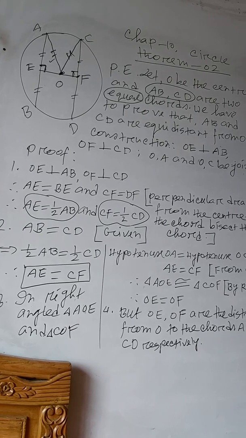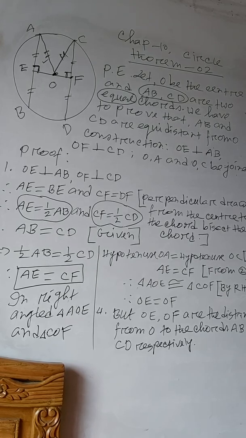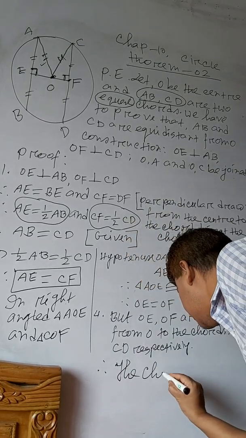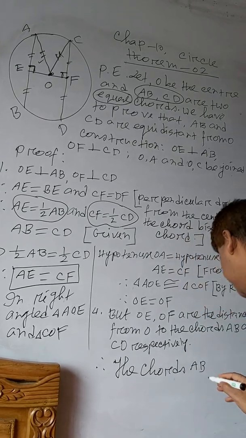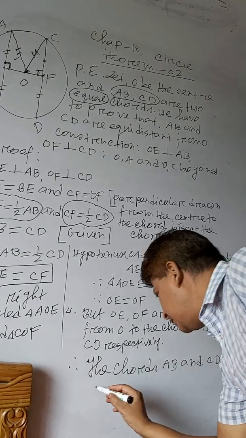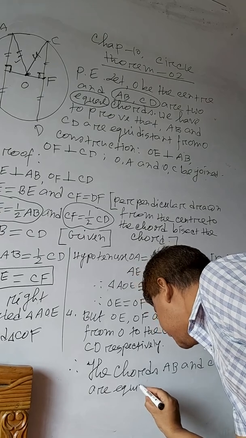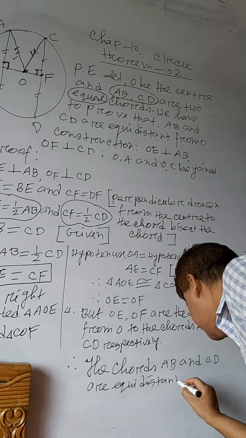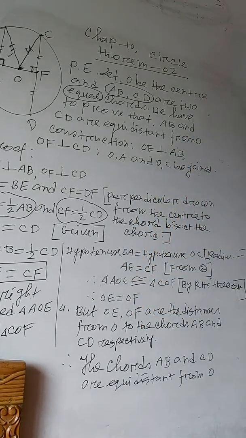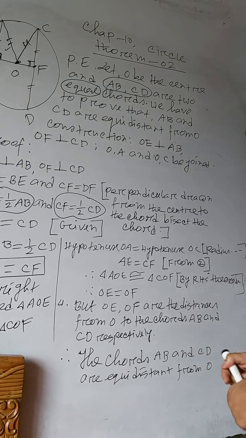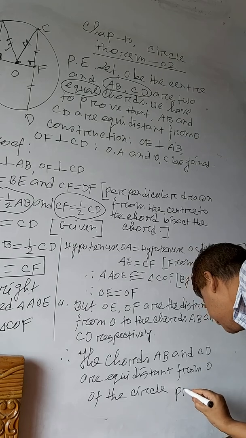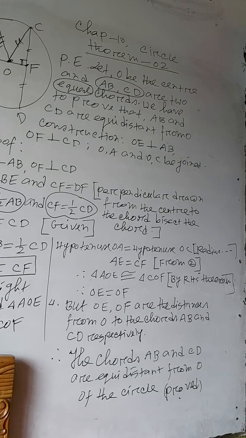Therefore, easily you can say that the chords AB and CD are equidistant from the center O of the circle. Hence proved.